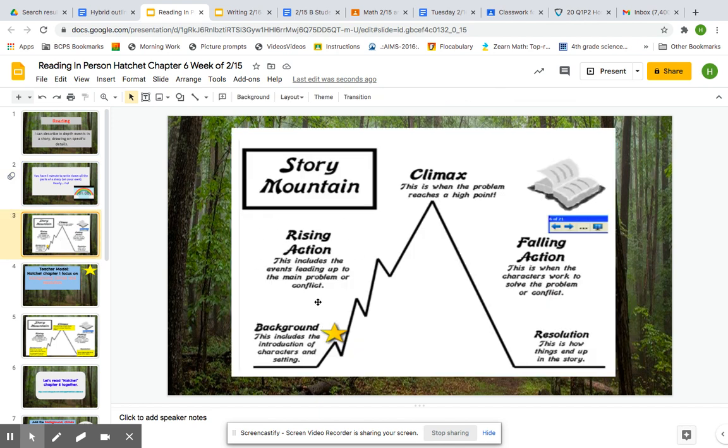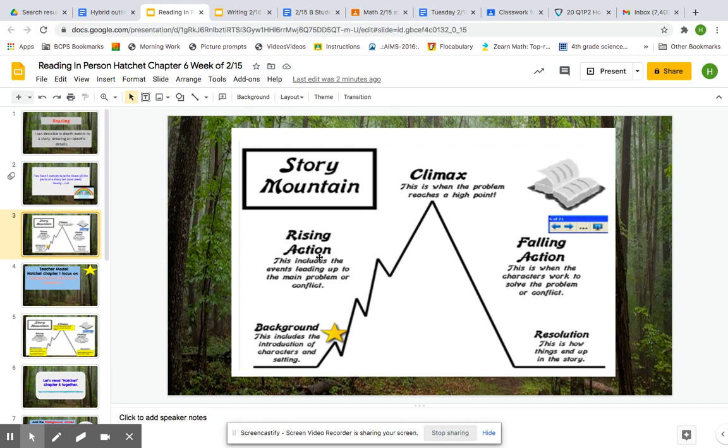So, we're going to be talking about a story mountain today. Every story is like a mountain or like a roller coaster. There's a beginning section. In the beginning, there's background. It includes the names of the characters, the setting. It gives you information about what you're going to read in the story.